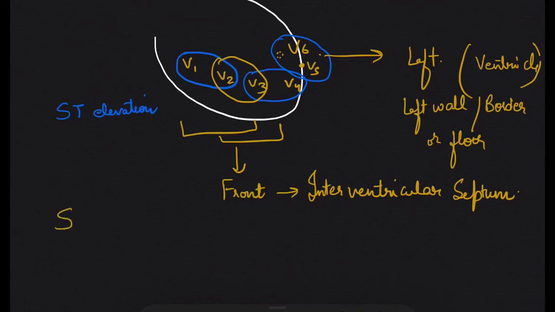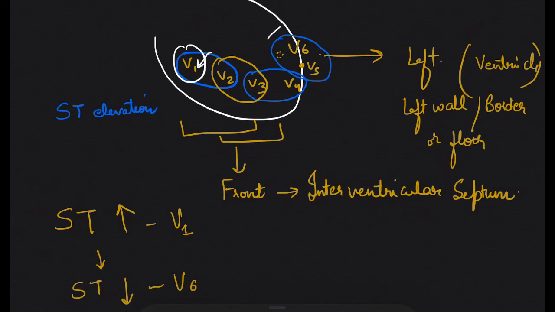Now any ST elevation in V1 or V2 or V3, the ST elevation of V1 will produce an ST depression in the opposite lead, because the current will be flowing in the opposite direction, V6. So this is how the ST elevation or the depression is seen in transmural infarcts. I am talking about transmural infarcts.